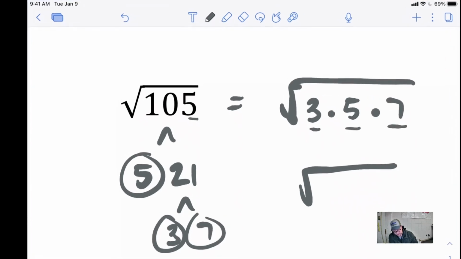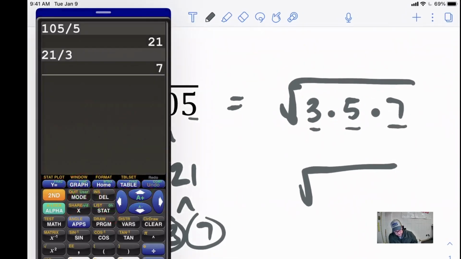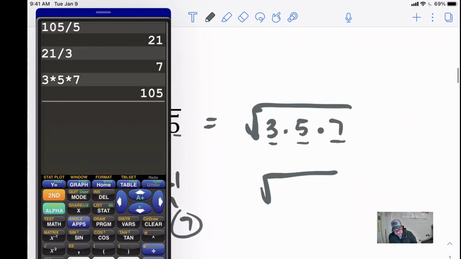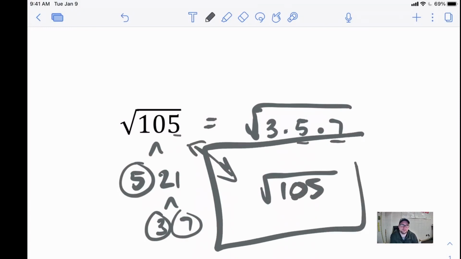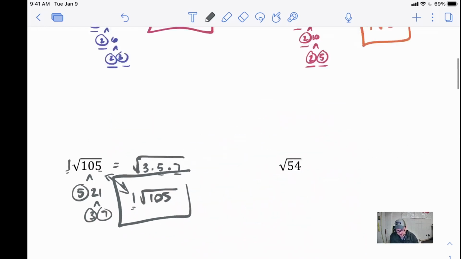Let's use a calculator if we need to. 3 times 5 times 7 is 105. Well, duh, that kind of makes sense, right? Because that's where we started with, and we haven't changed it. So this becomes our final answer. Now, technically, I think on Schoology, if this is the case, you can put a 1 here. All of these technically have a 1 here, but I think on Schoology, that's what they're going to want you to do if it doesn't simplify.